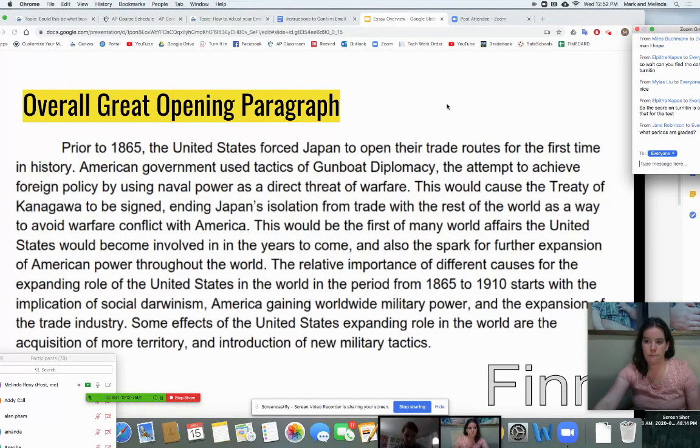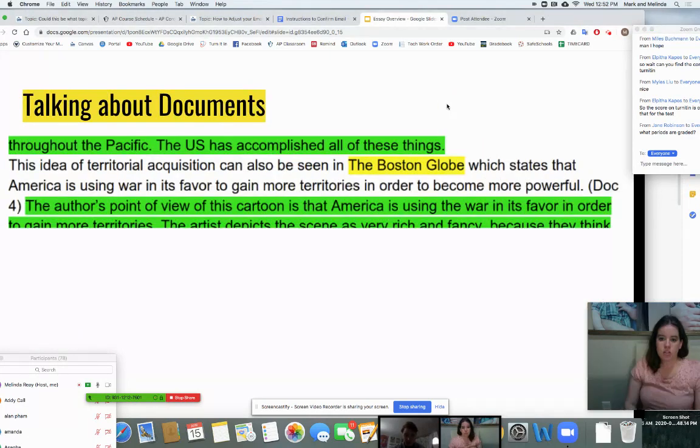Okay, great. Now talking about the documents, common things that I saw. This was somebody's statement, and if you notice, how short is this? When you're looking at a document, you don't want to just do a single sentence. "The idea of territory acquisition can be seen in the Boston Globe, which states that America is using its war in favor." This would not even count as an ID because you didn't even expand on it, you just threw it in there. Everything really should be about 3 to 4 sentences long per document.